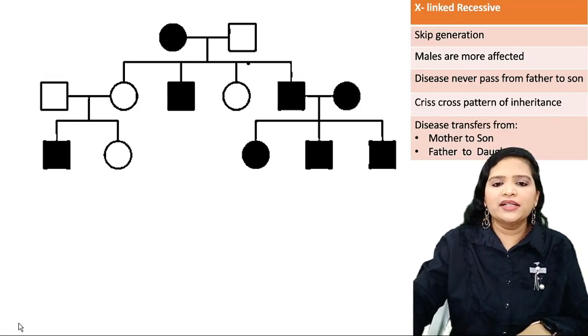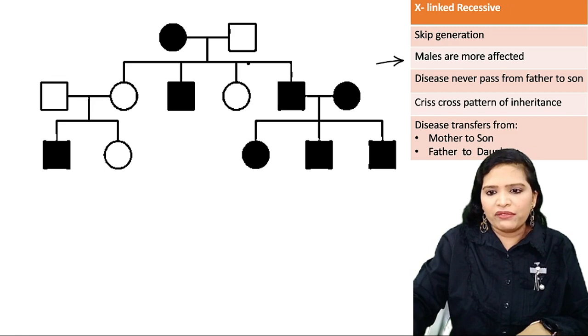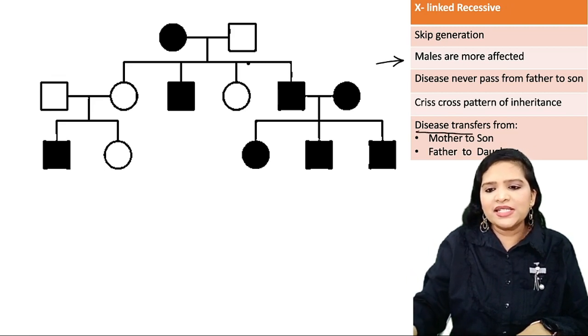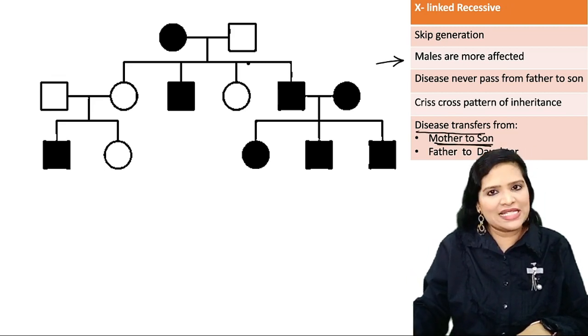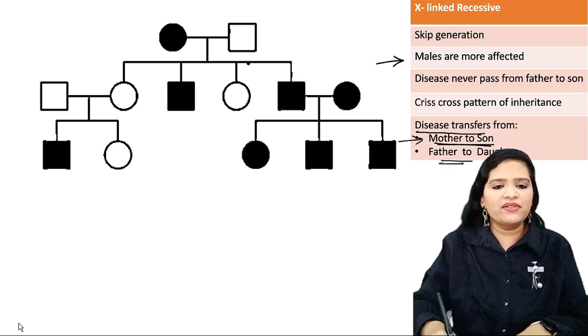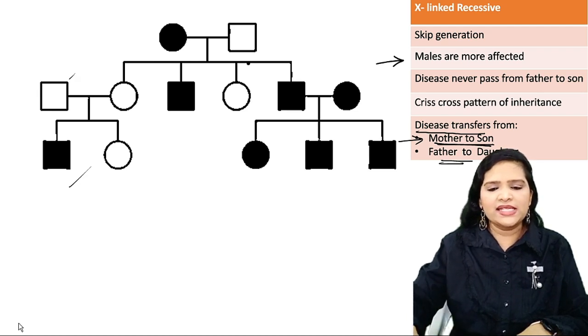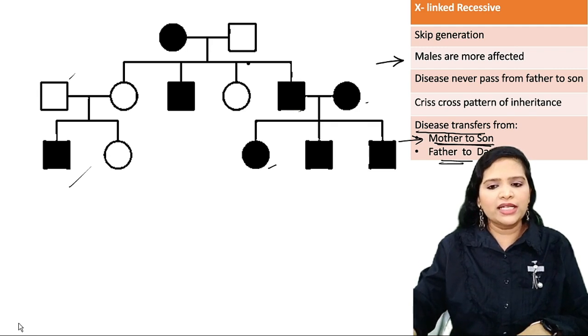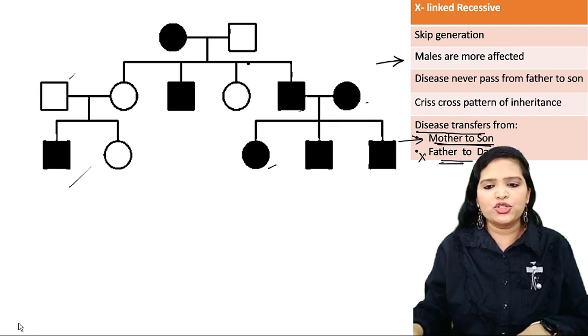Okay. See here, males are more affected. Disease transfers from mother to son. That is present here. Okay. Father to daughter is not shown anywhere here. Here father is there but no daughter is shown. Here the father is not deceased. Here father is there, daughter is there, but the mother is also deceased. So we could not conclude. So this is not shown in this picture.